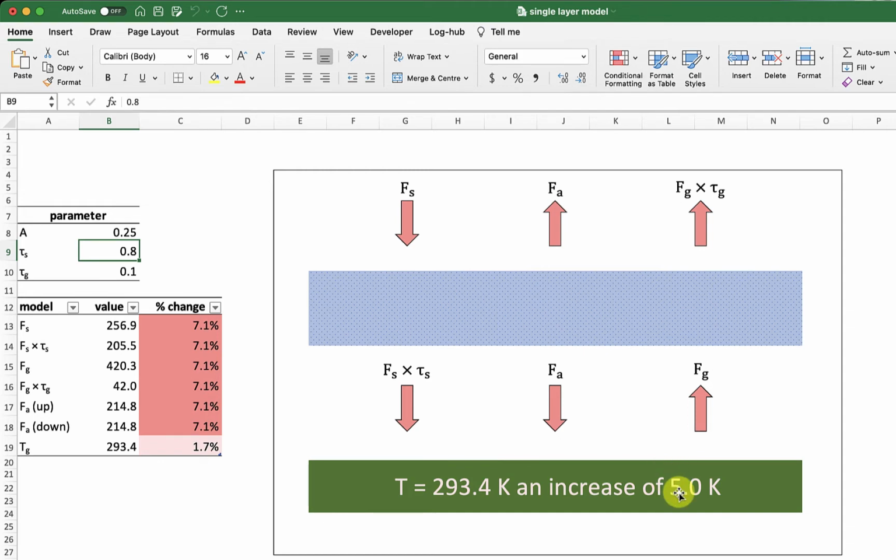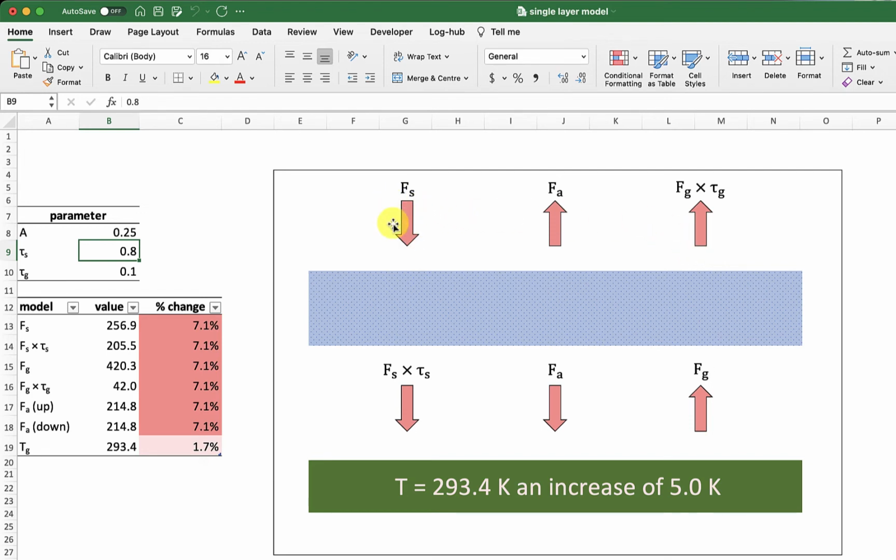You can also see that this is because the solar flux is larger. This change propagates through the entire Earth system, resulting in a larger ground flux and ultimately a larger Earth surface temperature. You can see that the changes to each element in the single layer model have been represented by changes in the colors of the arrows.